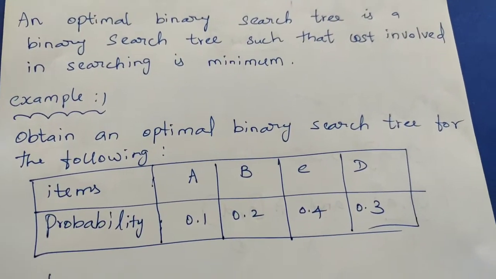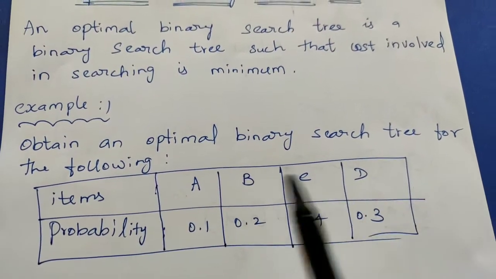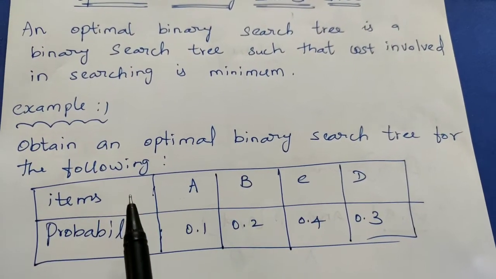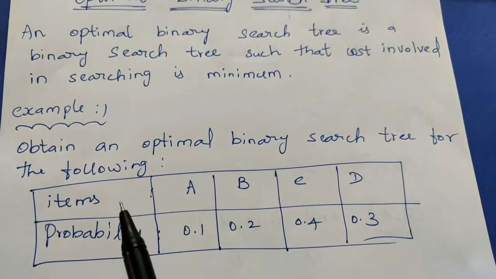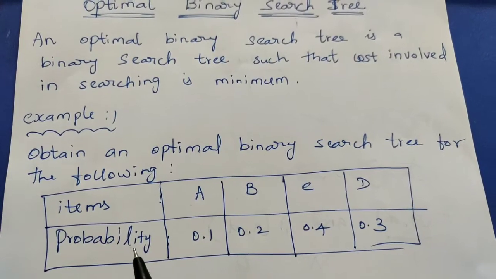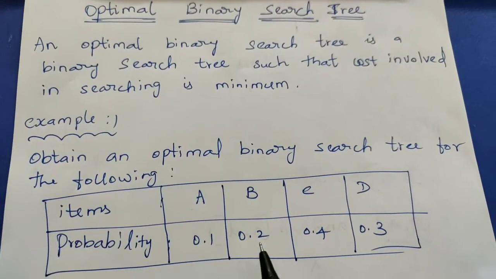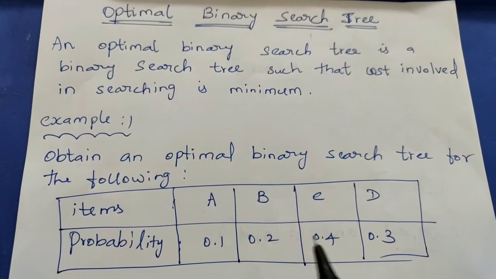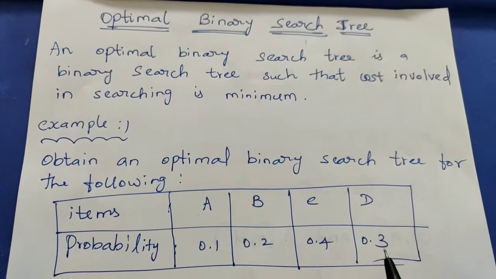I have taken an example question. Obtain an optimal binary search tree for the following. In the question, you will have the items. Items are nothing but the nodes of a tree. I have taken 4 nodes, that is 4 items A, B, C, D, and you will have the probability of visiting the node: A is 0.1, B is 0.2, C is 0.4, D is 0.3. So in the question you will have the nodes with the respective probabilities.